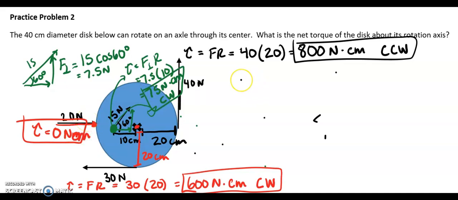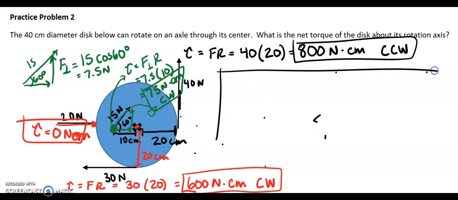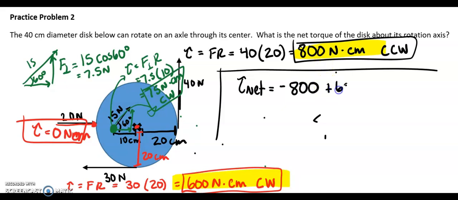Cool. So now let's go ahead and find our net torque. So let me just write a little space over here. So T net. So now we essentially just need to add everything up and be careful about signs. So I'm going to call counterclockwise negative and clockwise positive. So first one we had 800 counterclockwise, so I'm going to call that negative 800. Our next one we have 600 clockwise. I'm going to call that positive 600. Next one is just 0, so I'll just call that 0. And then our next one we have 75 Newton centimeters clockwise. So I will again call clockwise positive. Great. So I go ahead and add this all up.